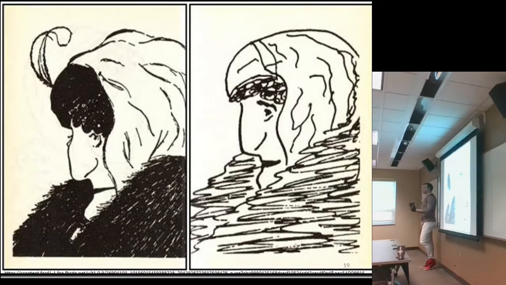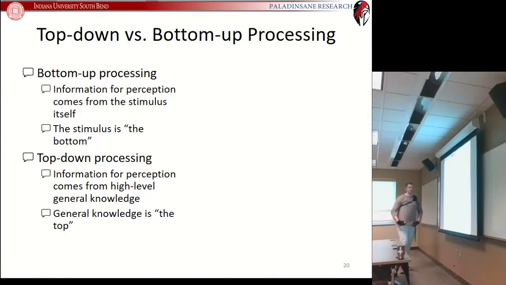And again, it's the exact same stimulus. This is the exact same stimulus for the young woman and for the old woman. But depending upon your top-down processing, depending upon the knowledge that you're bringing down to it, you can change your perception and experience it as a younger lady, or experience it as an elderly woman. So that's an example of top-down processing.